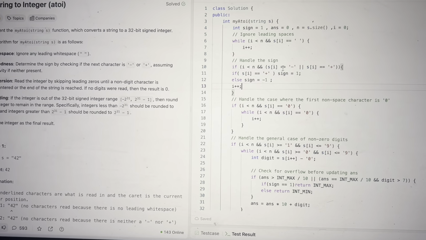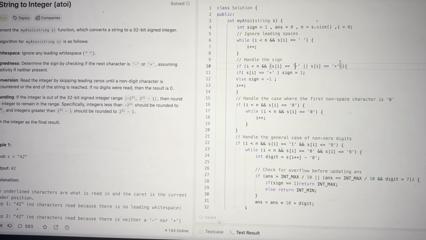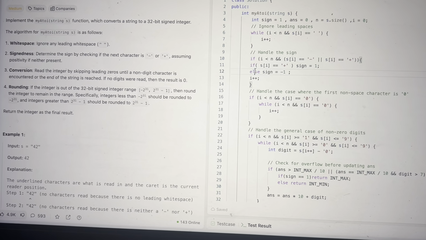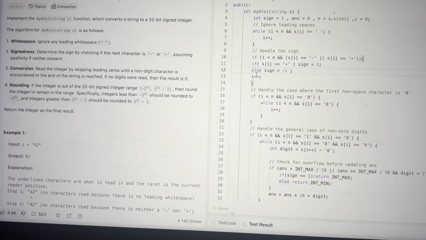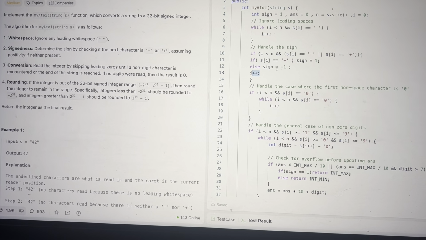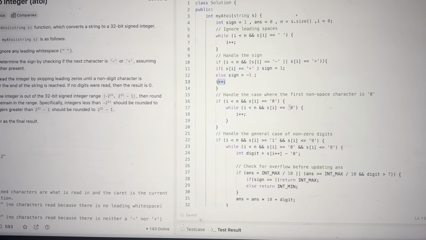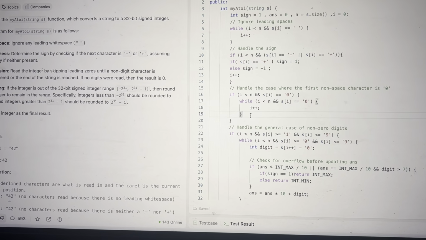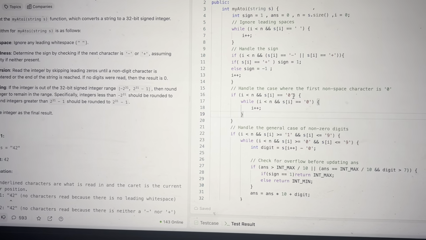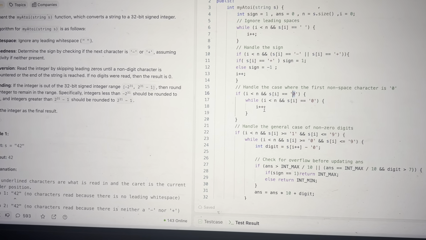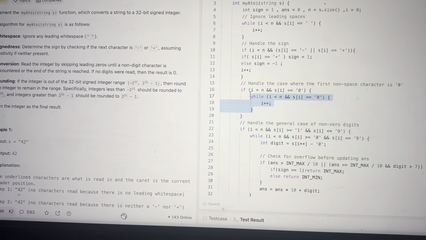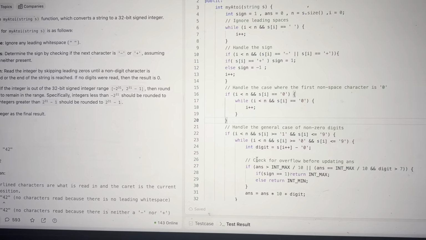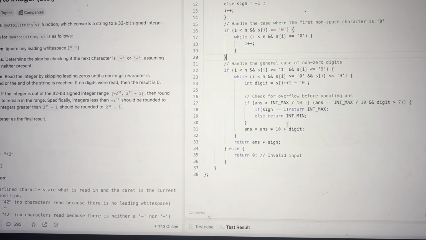Okay, and if suppose there was no sign minus or plus, that means it's plus only, right? So we don't go into this condition, we directly get the number. But if the sign is given minus or plus, then we have to go to the next index after getting the sign value. Now handle the case where the first non-space character is 0. Okay, so we have handled this as well. So if there is 0, we see till what time we have this 0, and if 0 is there, we will increase the index. Okay, and then handle the general case of non-zero digit.